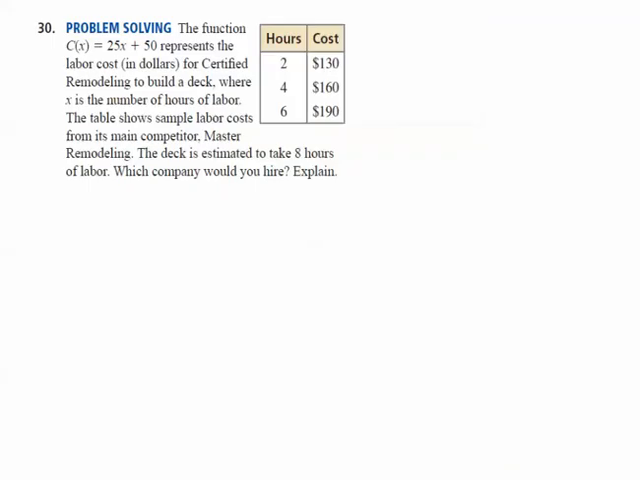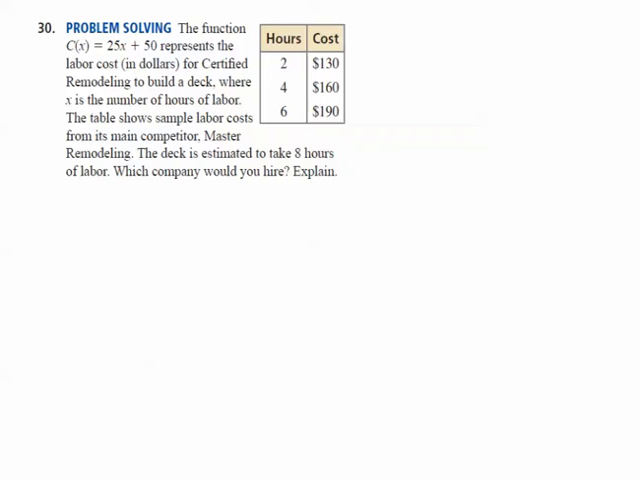Okay, so then we have one final problem from this section, and it says the function c of x equals 25x plus 50 represents the labor cost in dollars for Certified Remodeling to build a deck, where x is the number of hours of labor. Then the table on the right shows sample labor costs for its main competitor, Master Remodeling. And the deck is estimated to take 8 hours of labor. Which company would you hire, and explain?